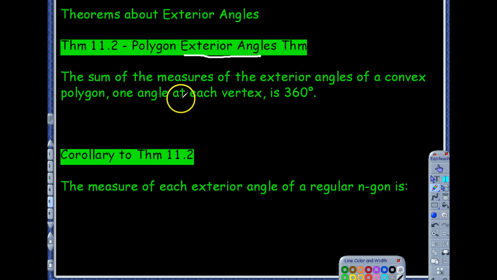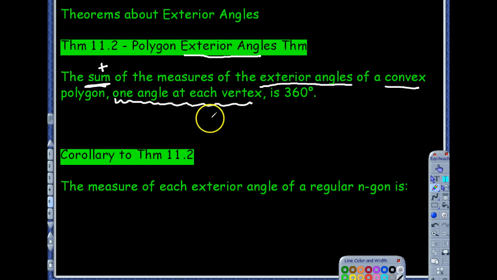Again, one at each vertex. It says the sum, so when we add them all together, of the measures of the exterior angles of a convex polygon. It cannot be concave. Concave does not have all the cool relationships. Again, we're talking about just one angle at each vertex. That's important also. I can't be talking about both exterior angles. Pick one. They're the same.